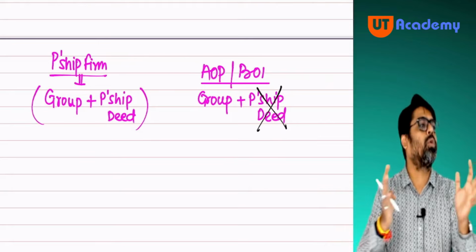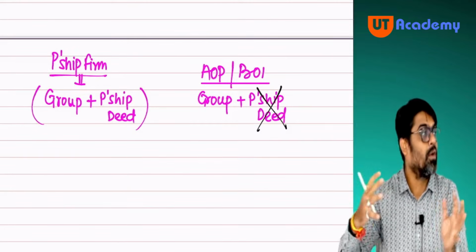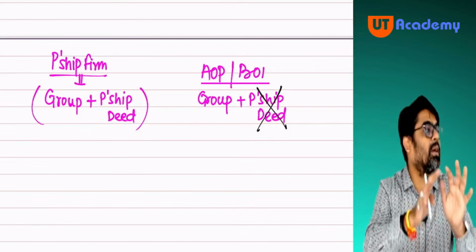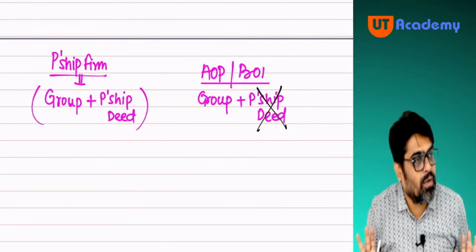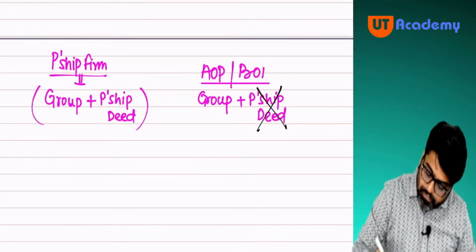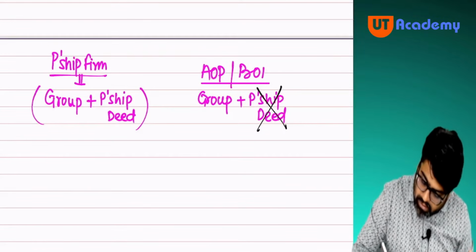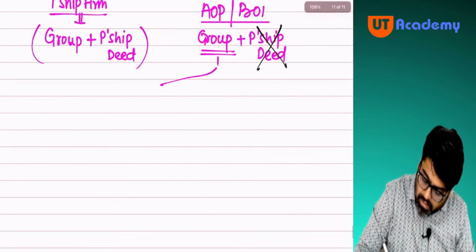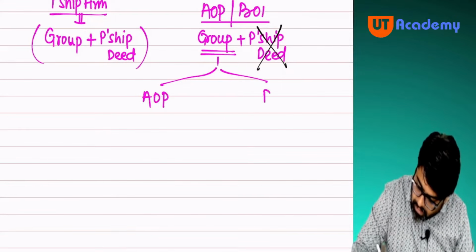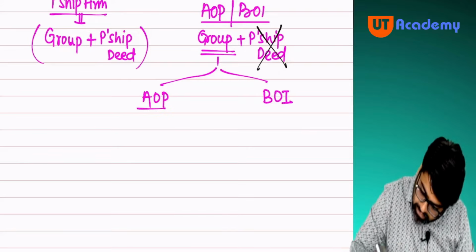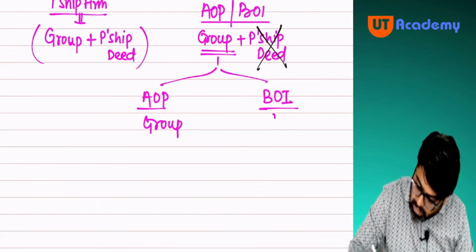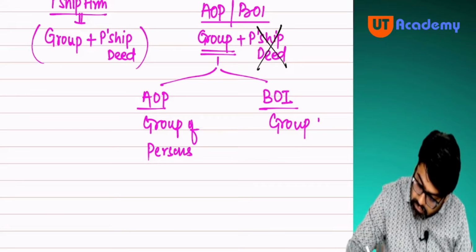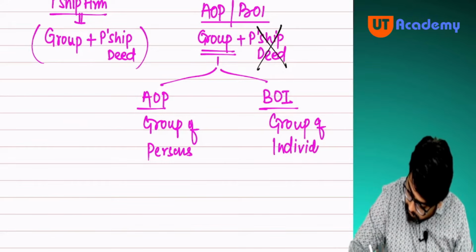When a few persons come together without any partnership deed and a group is formed, then that group will be treated as AOP or BOI. Yes or no? Hello, sir. Now tell me, I now understood that whenever there is no partnership deed in the group, then the group will be treated as AOP or BOI. Sir, AOP, BOI, can I say AOP is a group of persons and BOI is a group of individuals?